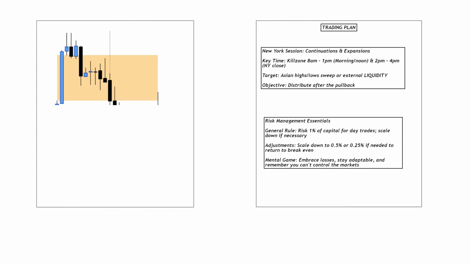The main objective that we look for is to just distribute after the pullback. As you can see right here, after price violates our inversion fair value gap, price will come back and retest it to push lower. What we want to do is catch that distribution move. So on that pullback, we want to enter to then push lower.